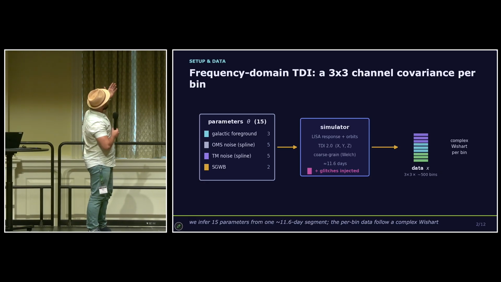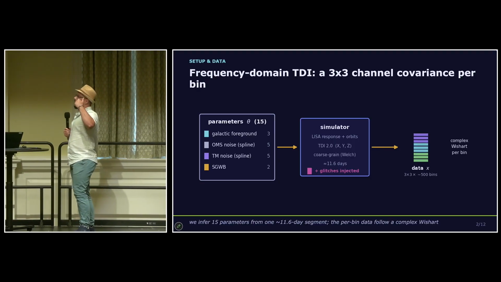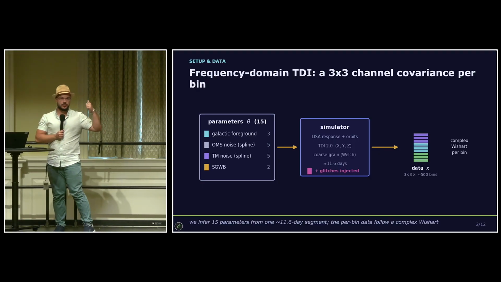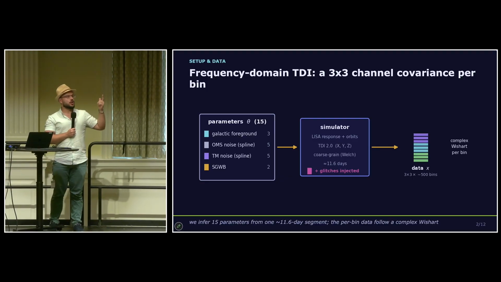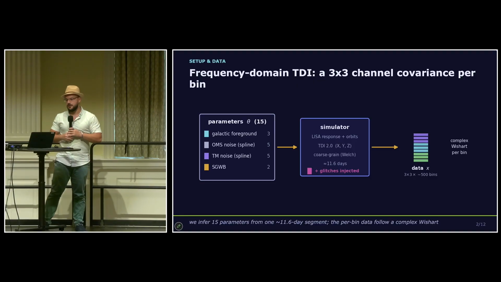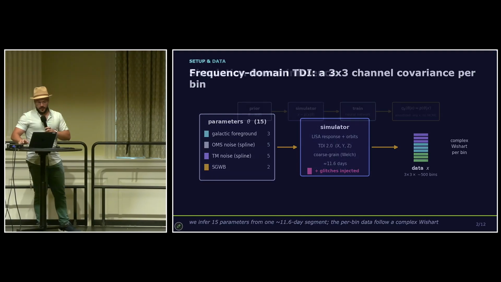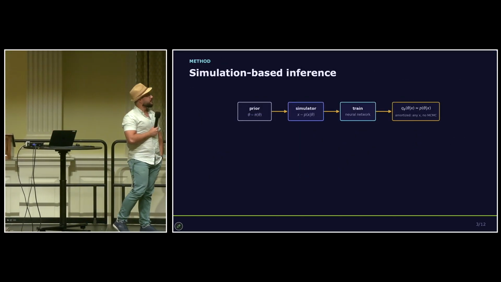And on top of that, we put glitches in. We end up with a full data periodogram, and all of this analysis will work on that entire XYZ data periodogram, 3 by 3, coarse-grained from the 11.6 days frequency resolution down to about 500 frequency bins. So the framework is not quite Bayesian, but almost.